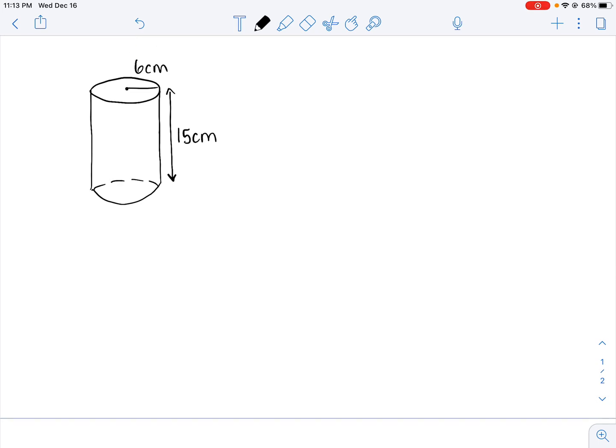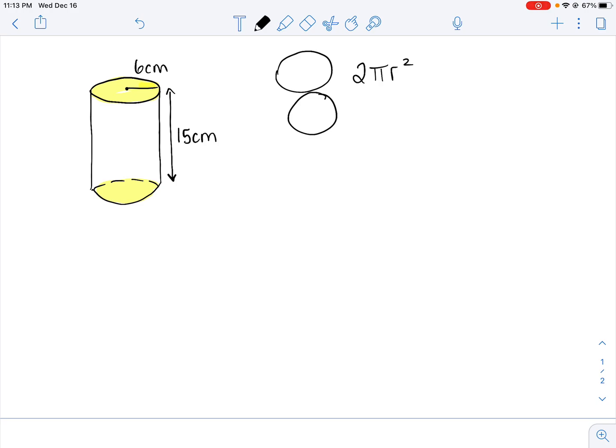We could predict the formula for the cylinder without even looking at our formula sheet, because we know we've got 2 circles, a top and a bottom. Remember, surface area, we're finding the area of each side of the shape. For our 2 circles, we know the formula for a circle, the area is pi r squared. And since we have 2 circles, we would say 2 pi r squared. That's for the top and the bottom of the cylinder.